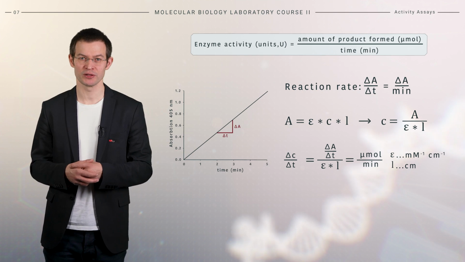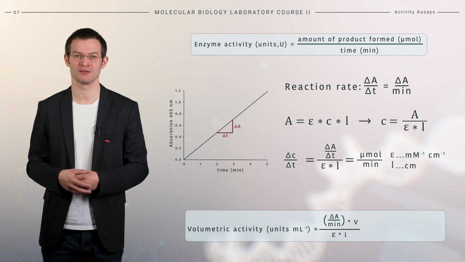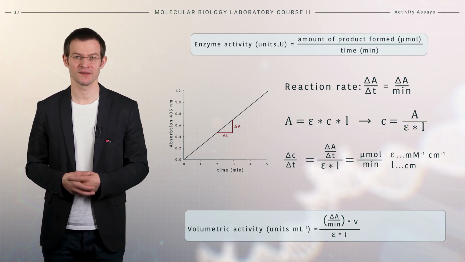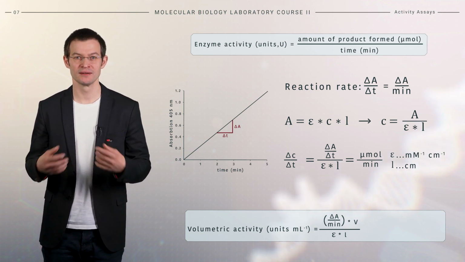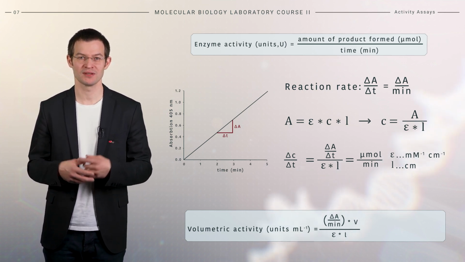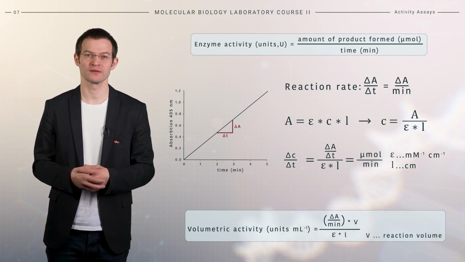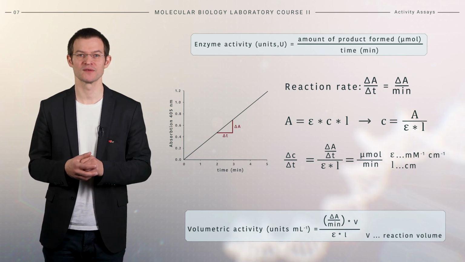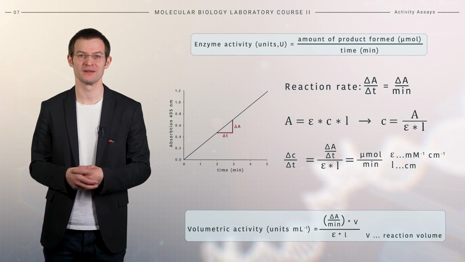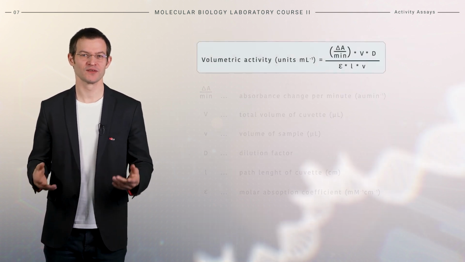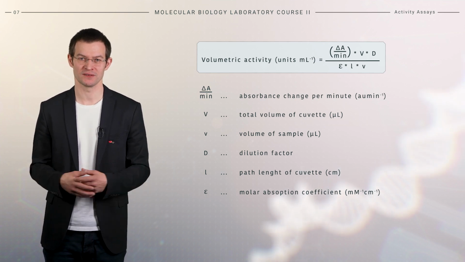Enzyme activity is usually reported in units per milliliter of the reaction, which is called volumetric activity. The volumetric activity is a practical and standardized way to express enzyme activity. It indicates how much enzyme activity is present in a milliliter of the reaction mixture. By incorporating the total reaction volume V into this equation, we can normalize the activity to a standard reaction volume of 1 milliliter. Practically, we can use the following formula when calculating the volumetric activity from absorbance changes.